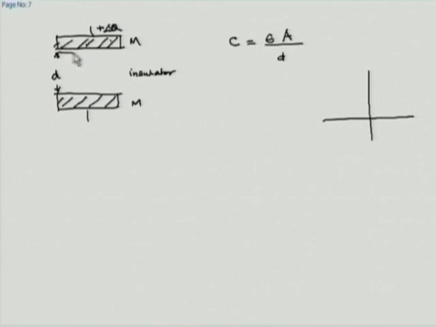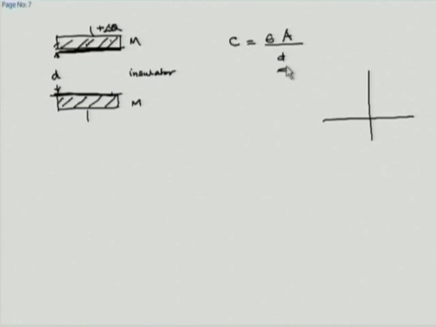As a result, all of this plus delta Q will be found crowding at the lower end of this metal, and similarly the induced negative charge will all crowd at the upper end of this metal plate, because in this state the electrons and holes, or positive and negative charge, are as close as possible. They cannot come any closer because this is an insulator and the charge carriers cannot enter the insulator. Therefore, the distance between the causing charge and the induced charge is exactly equal to the thickness of the insulator, and it is for that reason that you have d here in this expression.